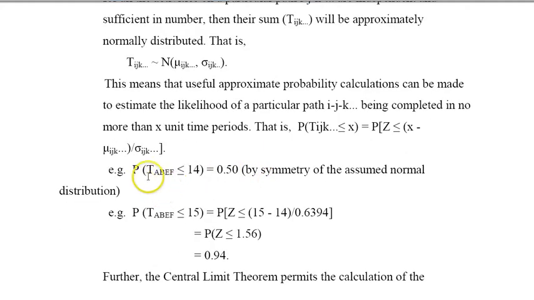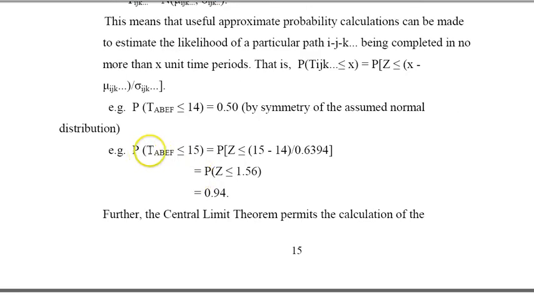So if I want to find the probability that the duration of the critical path will be completed in 15 days, it would be P of z, where I find the z-score of 15, which is 15 minus 14 over the standard deviation. So that's the probability of z less than 1.56. I go to the normal table to find that value being 0.94. So you have to remember how to use the standard normal table, the z table, to compute these probabilities.